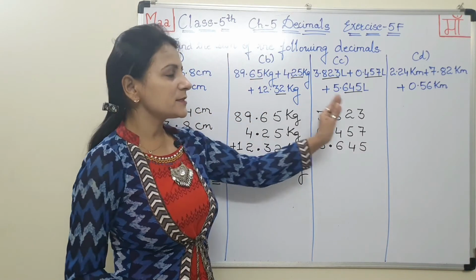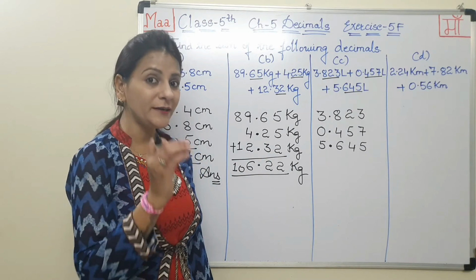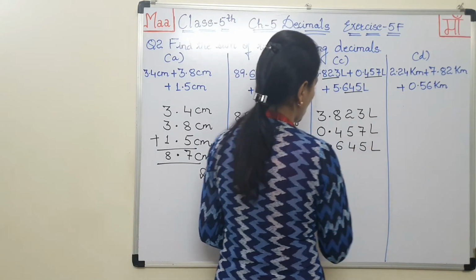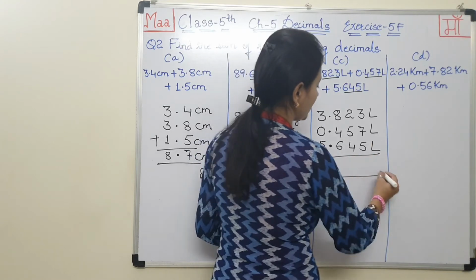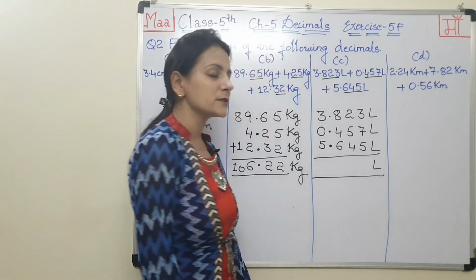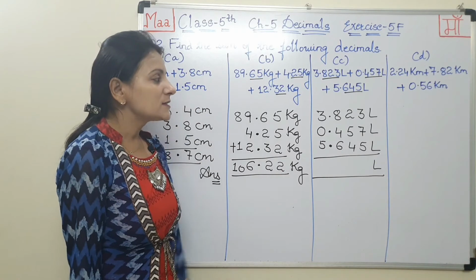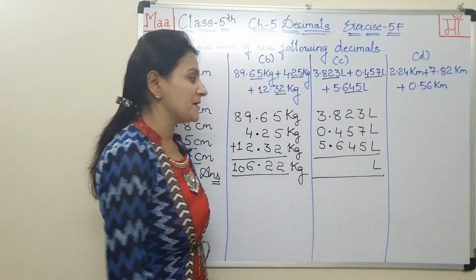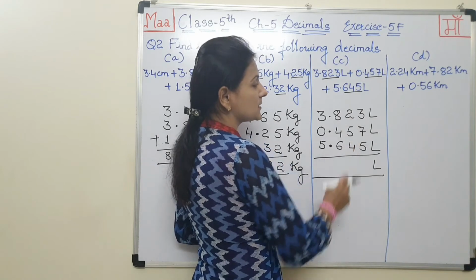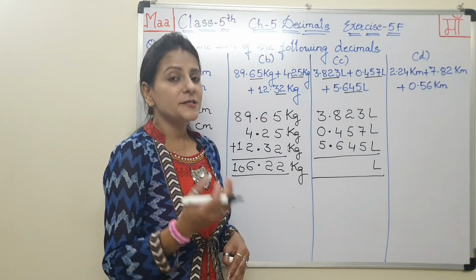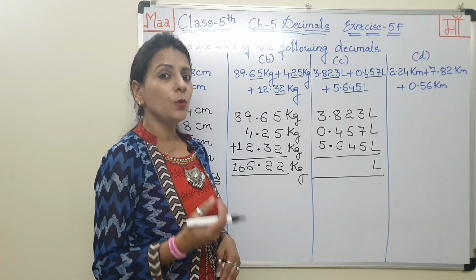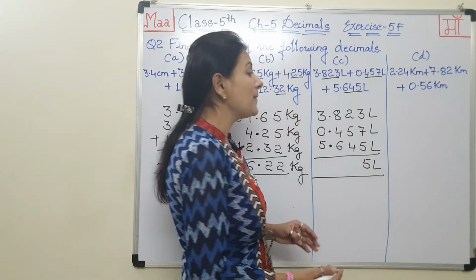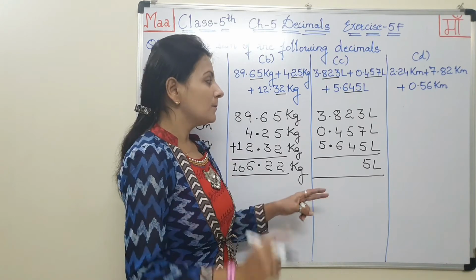Now all these three decimal numbers are having unit liter, L. So we will put the unit L with all the three decimal numbers, and in the answer also we will put this unit L. Now start adding the decimal numbers right from the thousandth place. So see, 7 plus 3 is equals to 10 and 10 plus 5 is equals to 15. So 5 will come in thousandth column and 1 will come in mind.